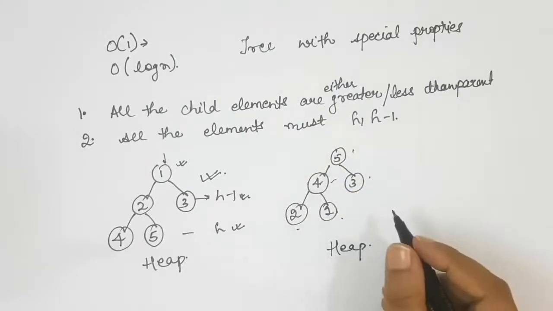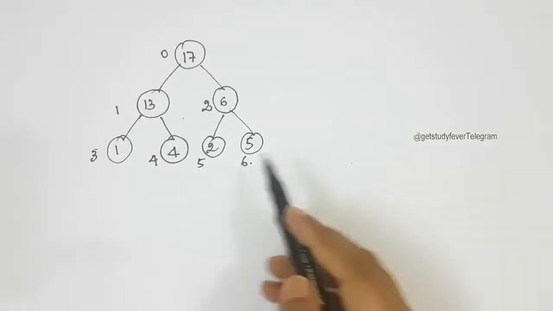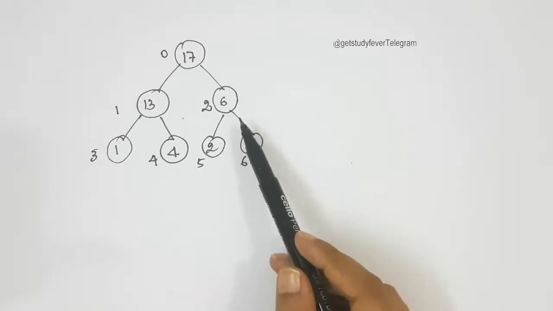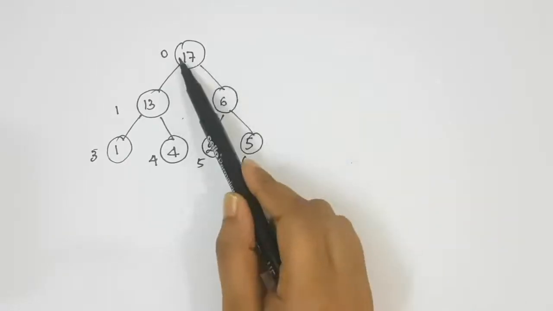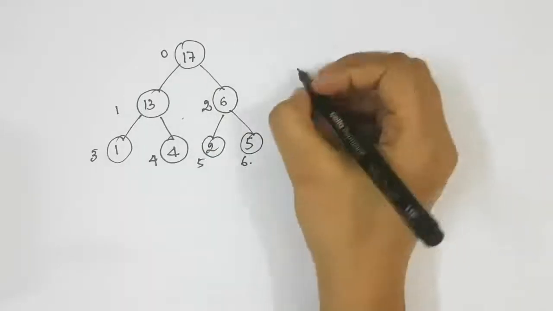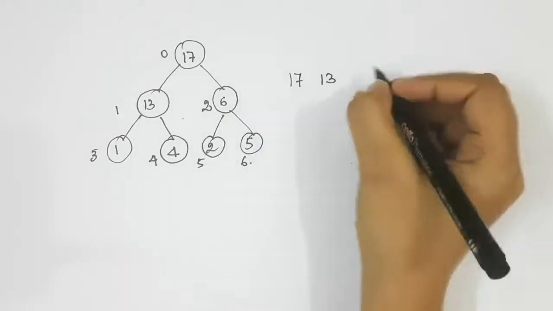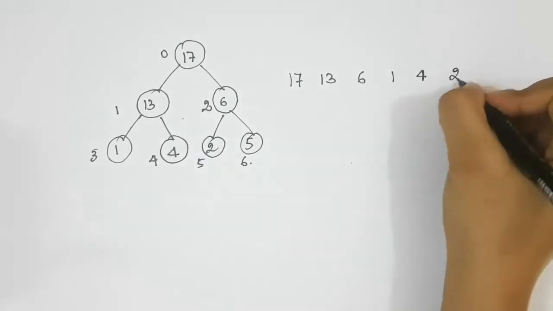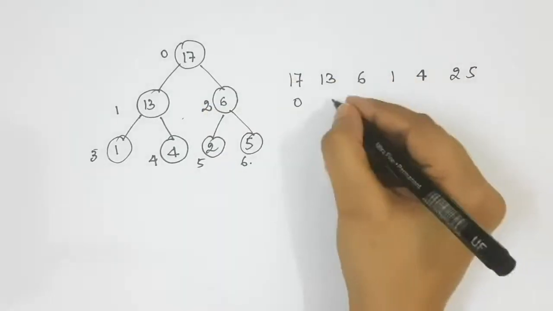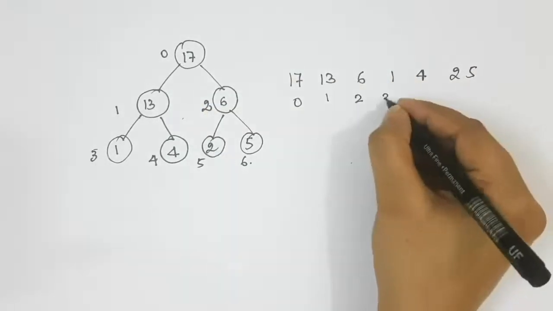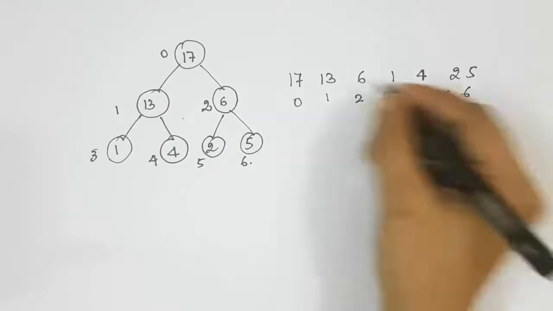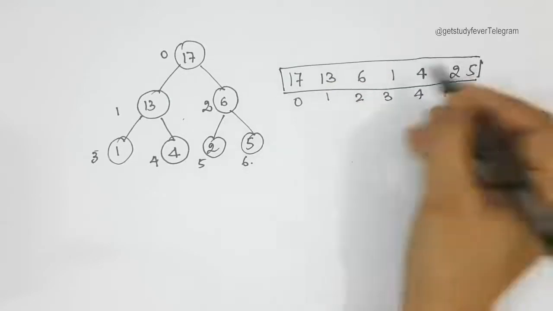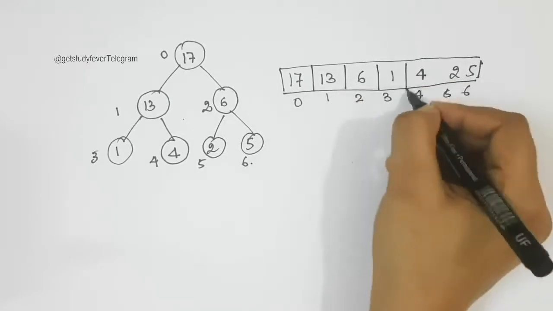Now, there are two kinds of heap. Let's say I have this heap here and I try to represent it using an array. I can think of this as the 0th index. I can just write it in an array like this: 17, 13, 6, 1, 4, 2, 5. This will be the 0th index, this will be 1, this will be the 2nd index, this will be 3rd, 4th, 5th and 6th index. So these are the indexes and this is my heap. I am representing my heap using an array.